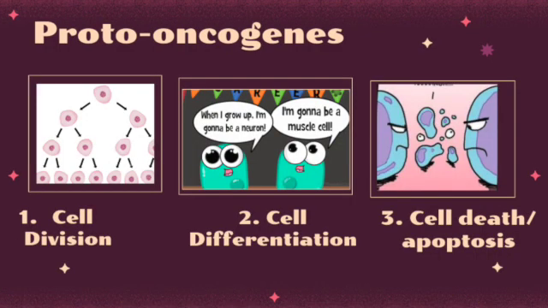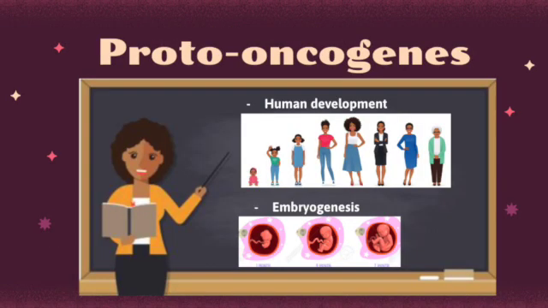Additionally, proto-oncogenes code for proteins responsible for cell division, cell differentiation, which is when cells mature to perform their specific functions, and cell death, also known as apoptosis. The functioning of proto-oncogenes is necessary for human development and the health of tissues and organs. For instance, embryogenesis being the formation of an embryo.